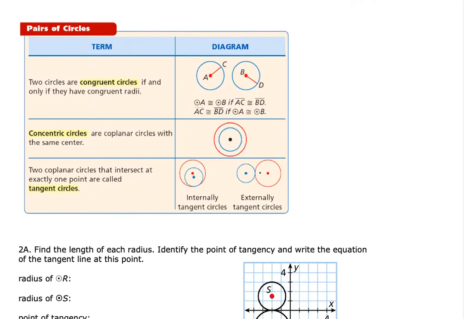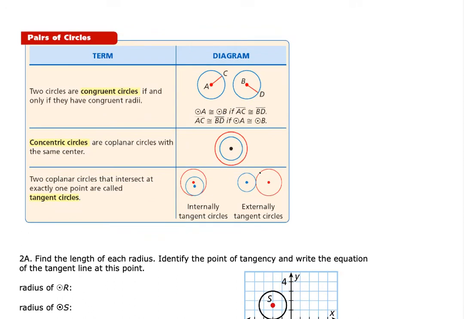Let's move on. So pairs of circles. 2 circles are congruent circles if and only if they have congruent radii, which makes complete sense. And concentric circles are coplanar circles with the same center, so could look like this. 2 coplanar circles that intersect at exactly 1 point are called tangent circles. So as you can see, here's an internally tangent circle because they intersect right here and one circle is inside the other. And then externally tangent circles, one is not inside the other, but they have a tangent point right there.